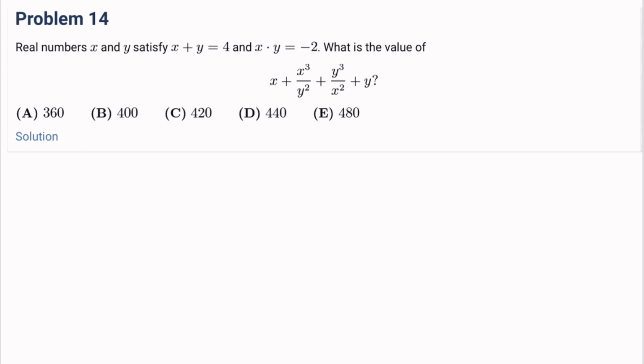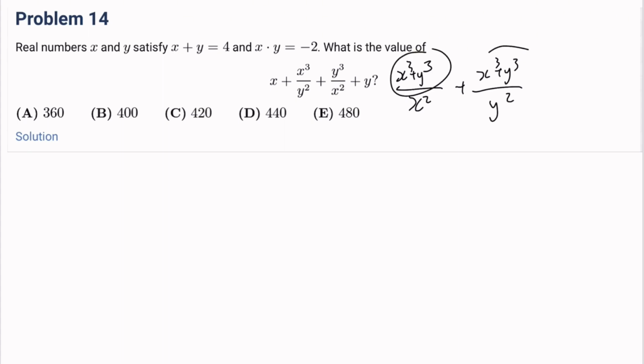What is the value of this thing? Okay, so first thing that we have to do is we have to get these together and these together. So that will give us all over x squared, and x cubed plus y cubed, and then plus x cubed plus y cubed over y squared. So yeah, no, that has to be a cubed, yeah.